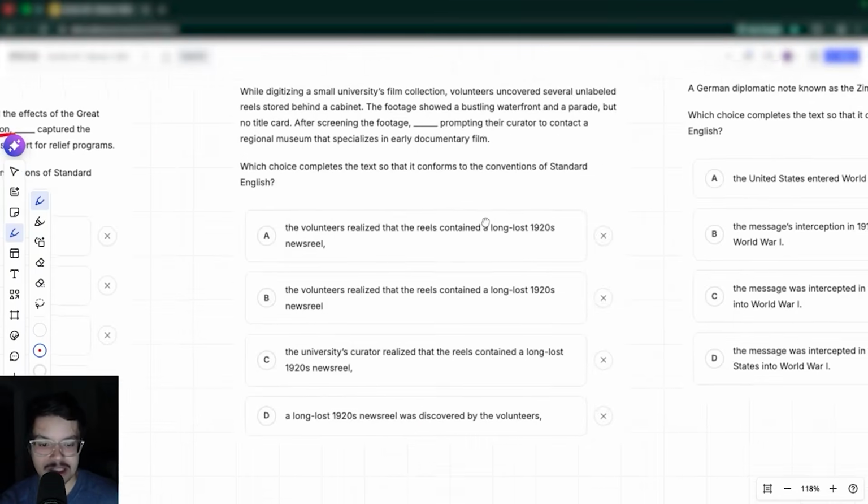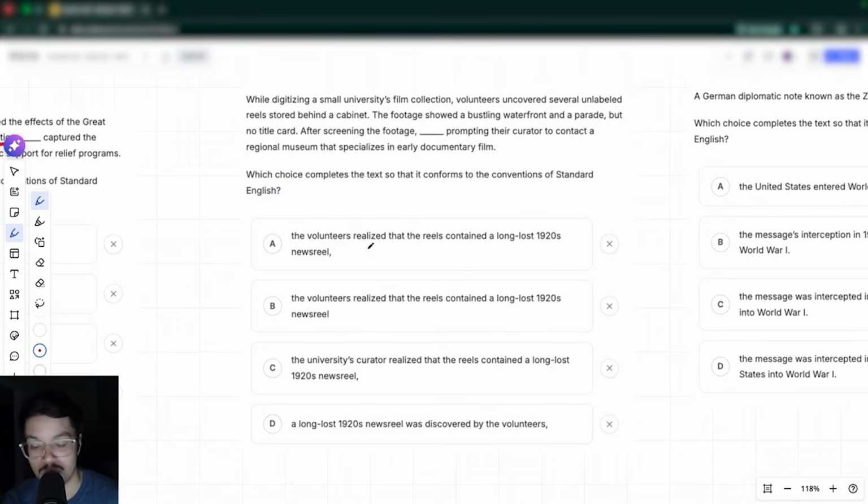Now, one more thing that can happen: sometimes you have multiple different choices that are both saying the exact same thing at the beginning, and then you have to use other grammar rules to decide how it must end. So the difference between them is the ending of the choices. If you look at this one, the footage showed that, after screening the footage, we're talking about people who watched some kind of footage. So the volunteers, that could work. The volunteers again, yes, that also could work. The university's curator, honestly, I don't think so. We were talking about volunteers here, and we don't talk at all about the curator in the first part, so that probably would not be it.